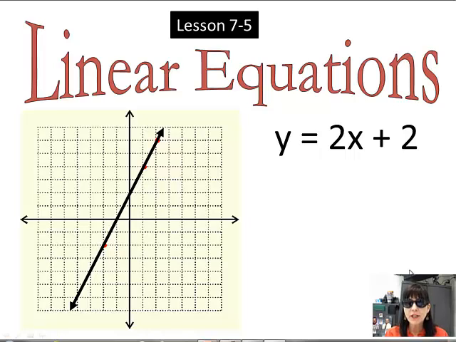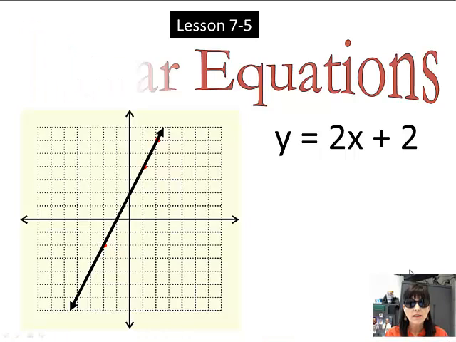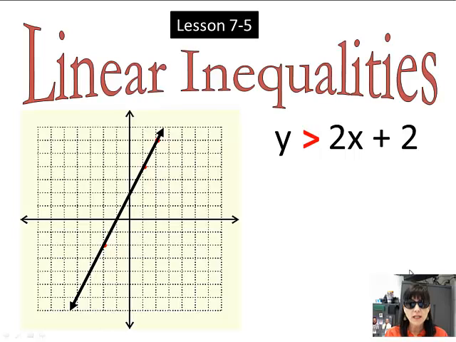Today we're going to discuss Lesson 7.5. We've been discussing linear equations like the one you see on the screen, y equals 2x plus 2, and you see the graph to the left. Today we're going to discuss linear inequalities. The only thing that's going to change is that equal sign is going to become an inequality sign, like the one that you see on the screen now. It says y is greater than 2x plus 2. How is that going to change? The only thing that really is going to change is how we graph it. We'll deal with that a little bit later.